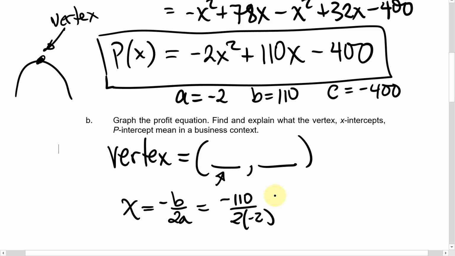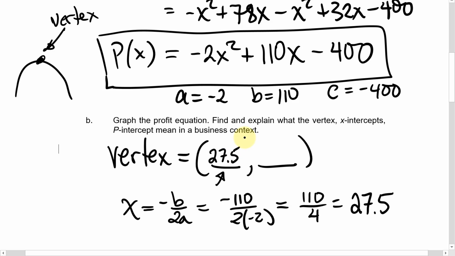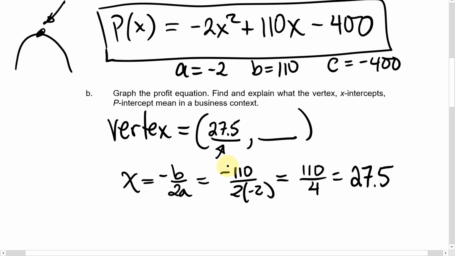So we start by finding the vertex, and we can use negative b over 2a. That's negative 110 over 2 times negative 2. That's 110 over 4, and that would be 27.5. So we have a value of 27.5 for the first coordinate of the vertex. And to find the second coordinate, of course, you just figure out what is the profit at 27.5. So that would be just plugging in 27.5 into the function.